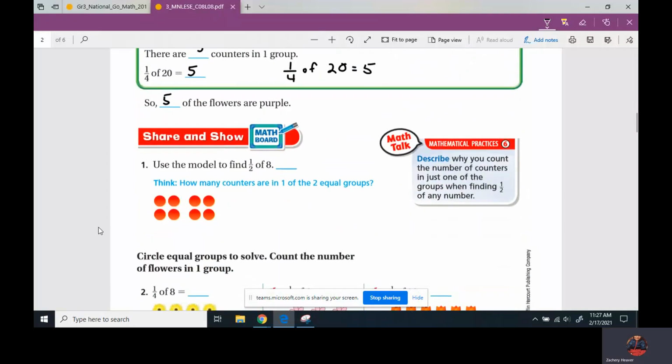Use this model to find 1/2 of 8. So half means we're going to have 2 groups. They've got to be equal. So I'm just going to do it like this. 1/2 of 8 is 4. And we can ask ourselves, 1/2 of 8, how many times can 2 go into 8? 2, 4, 6, 8, 4. We know there's going to be 4 in each group.